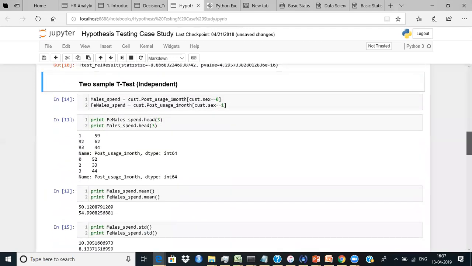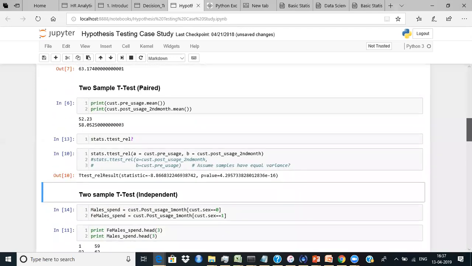Sir, when the statistic is negative, means A is less than B. Yes, A is less than B.